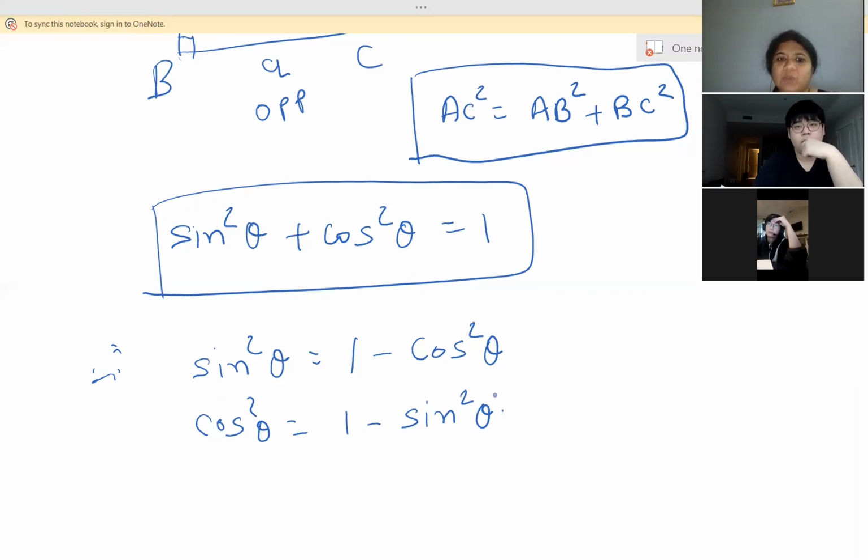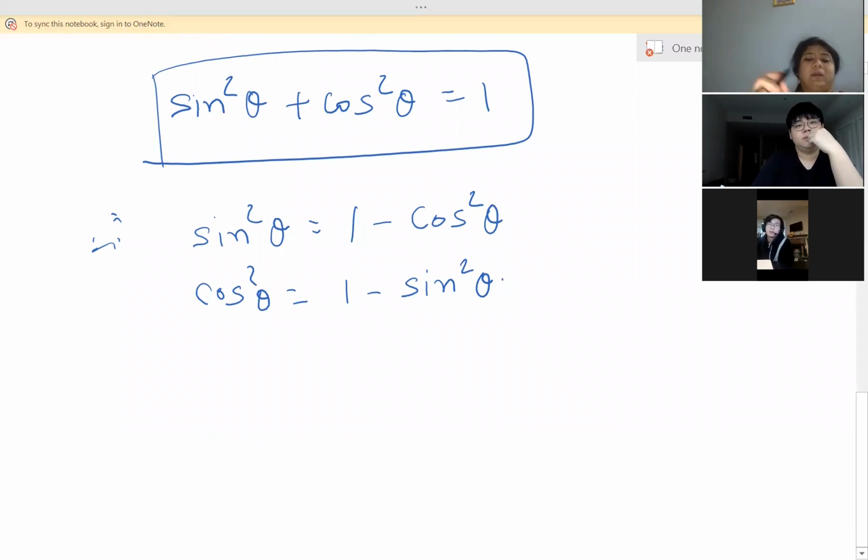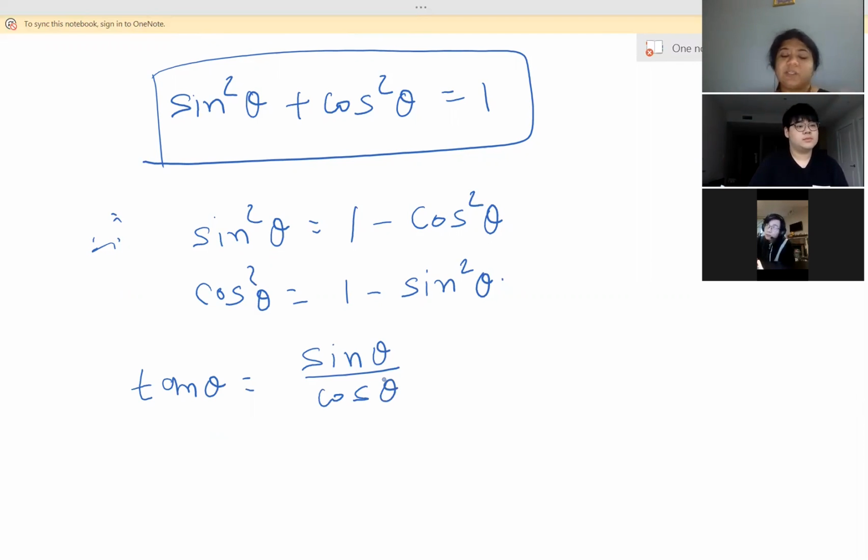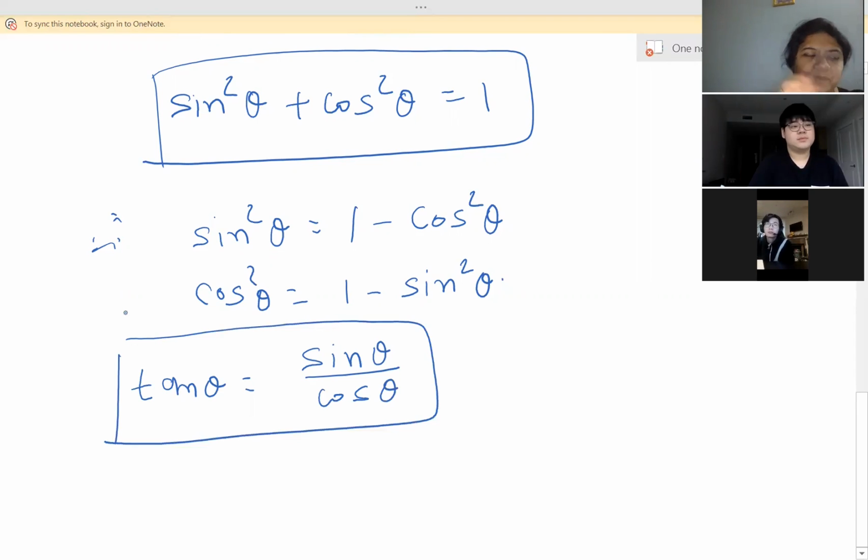Very soon, we will use this equation and prove it. At that time, you will get more clear. Any question? All good? Okay, so let's go ahead. As we know, my tan theta is equal to sin theta over cos theta. We learned this quotient identity, so we will use this one too. So I am making a square here.